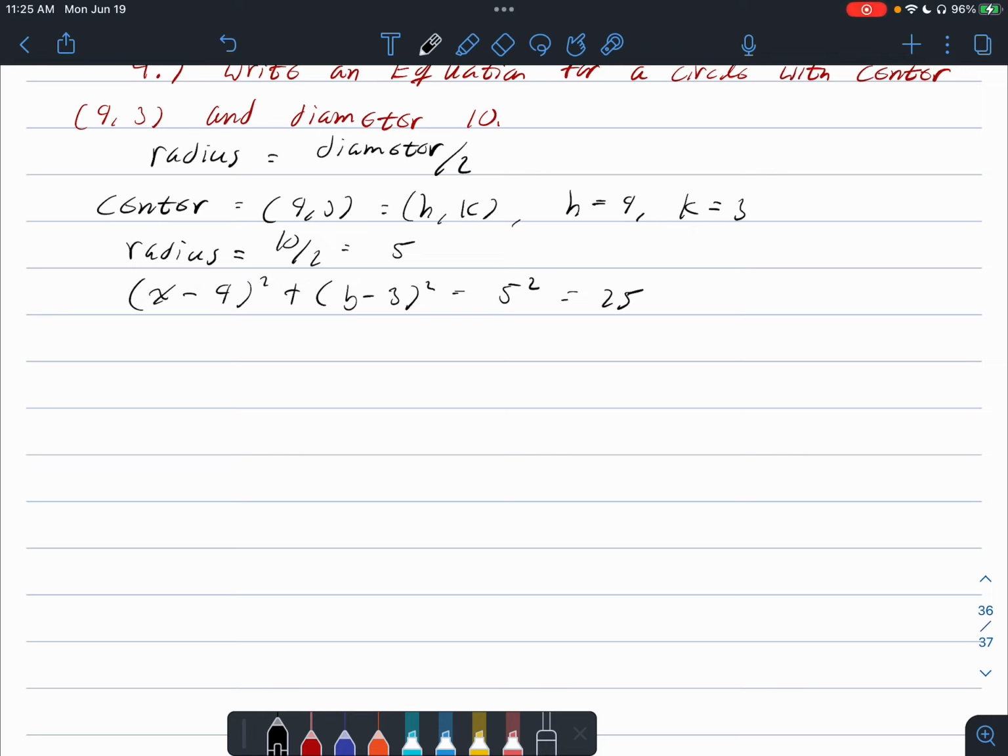So there we go. There's a quick introduction for how we can write the equation for a circle in different situations.